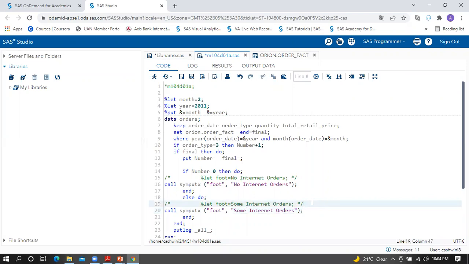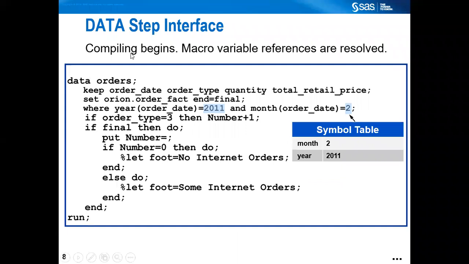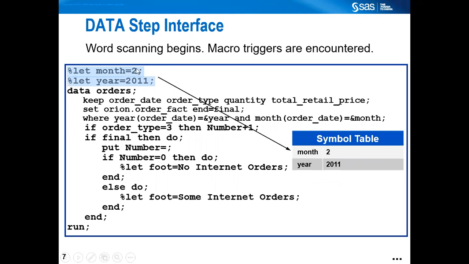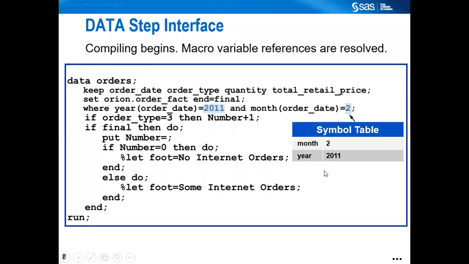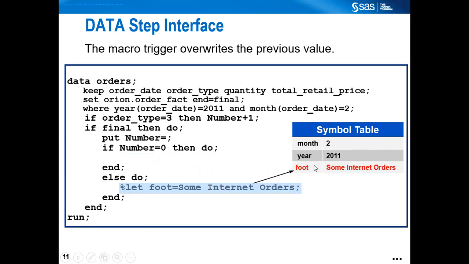Instead of using percent let. Why? Because percent let is a compile time statement. If you have understood this process, compiling begins when your data step is processed. During compilation, percent let statements will first create macro variables. While the data step is also getting compiled, the percent let statement will create the macro variable. So within your data step, first percent let foot is creating the text with the value. Another percent let foot is already there, so it will overwrite the value.